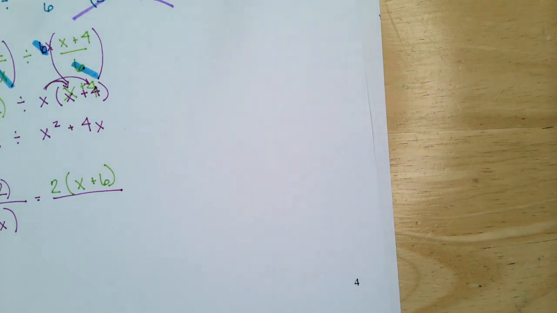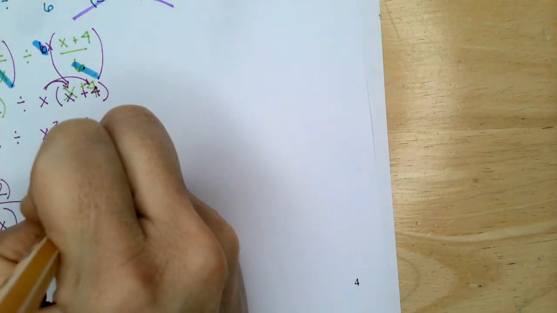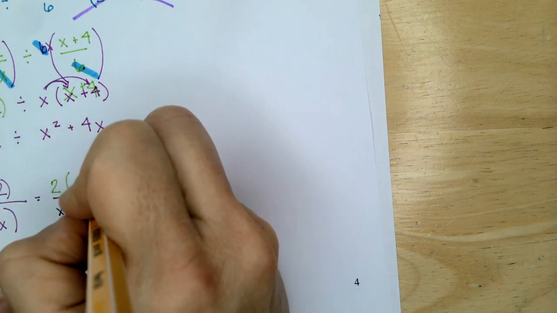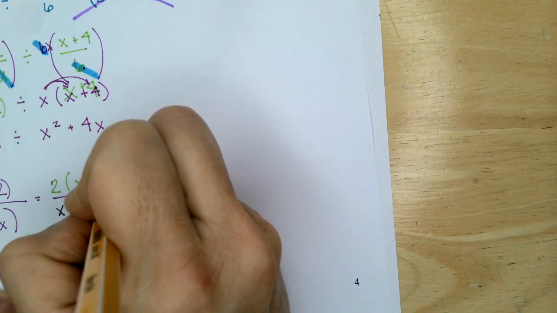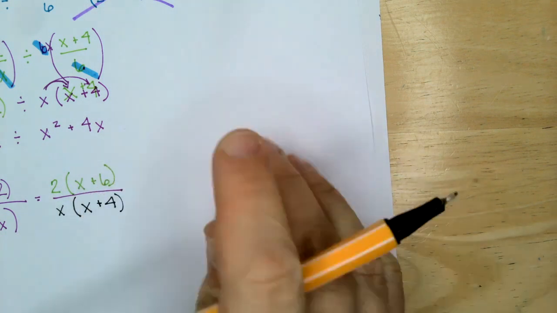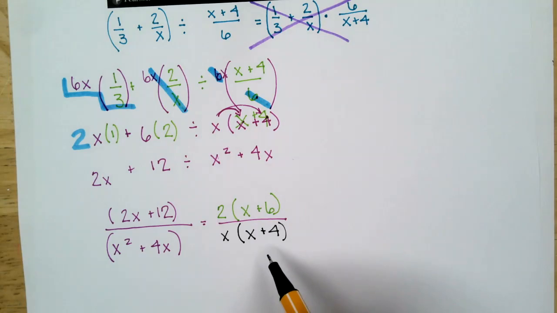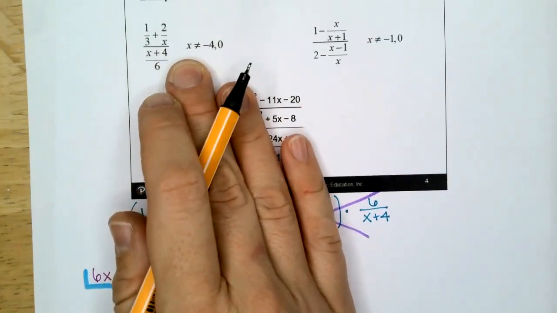Down here, I can pull out an x. x squared divided by x is x. 4x divided by x is 4. Oh, sorry, you couldn't see that at all. So that is the factored form of that, okay?